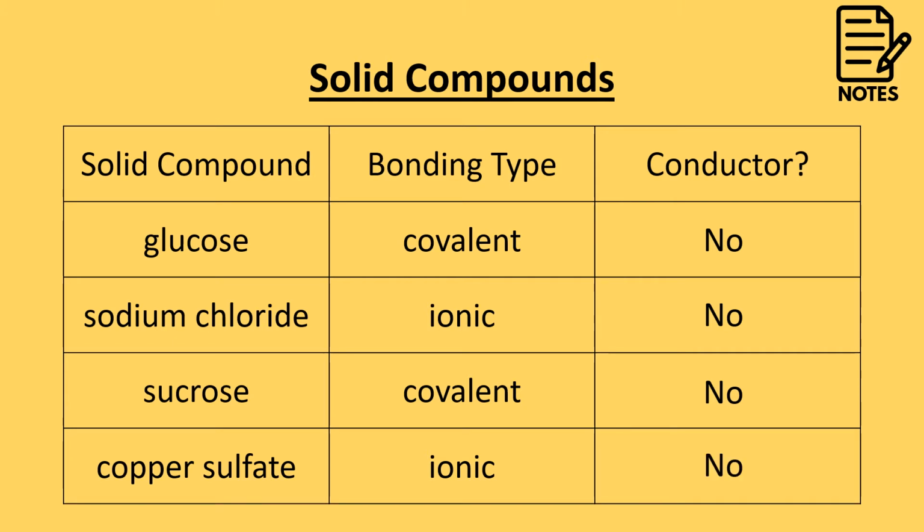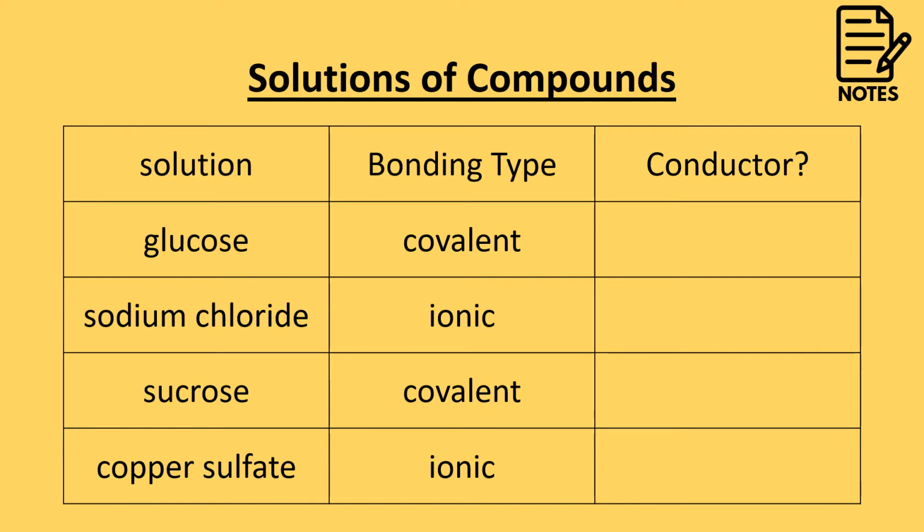So this first experiment, not the most exciting one to be perfectly honest with you. All the compounds that we test, none of them conduct electricity. So it doesn't really help us, it doesn't really move us any further forward. Remember, we're looking for something that tells us the difference between a covalent and an ionic. So testing them as a solid is not going to help us. So we move on to think about, what if we were to dissolve them in water?